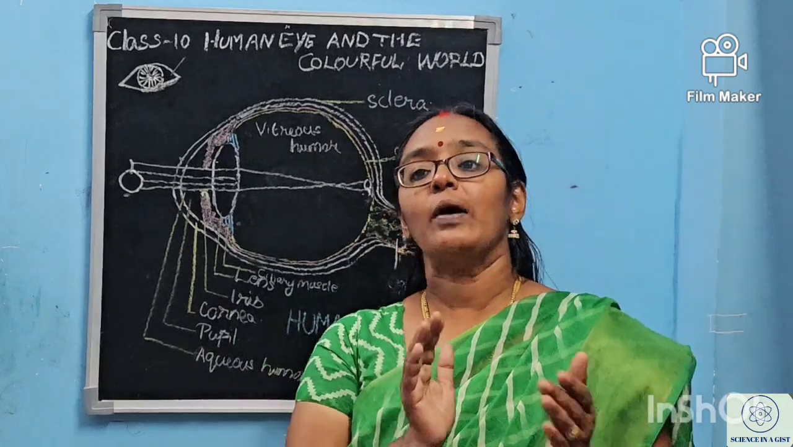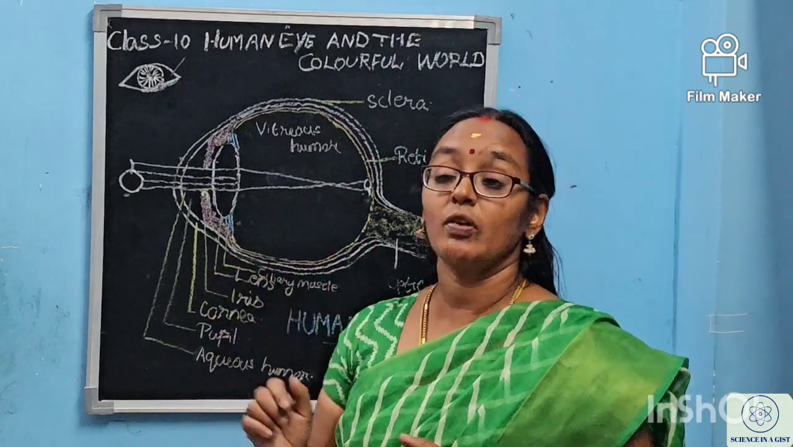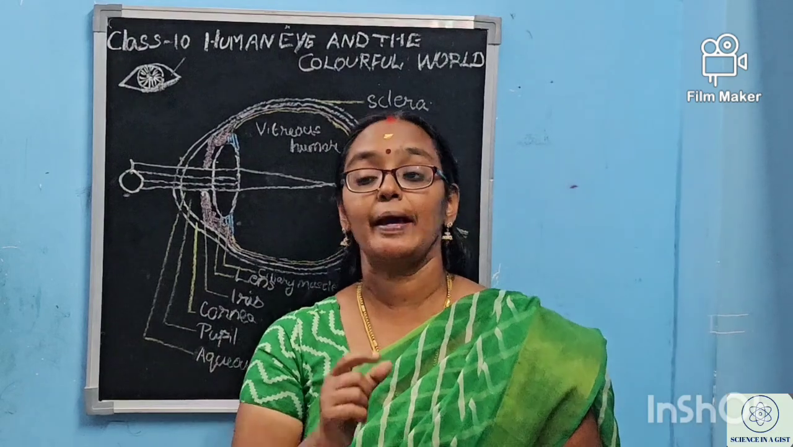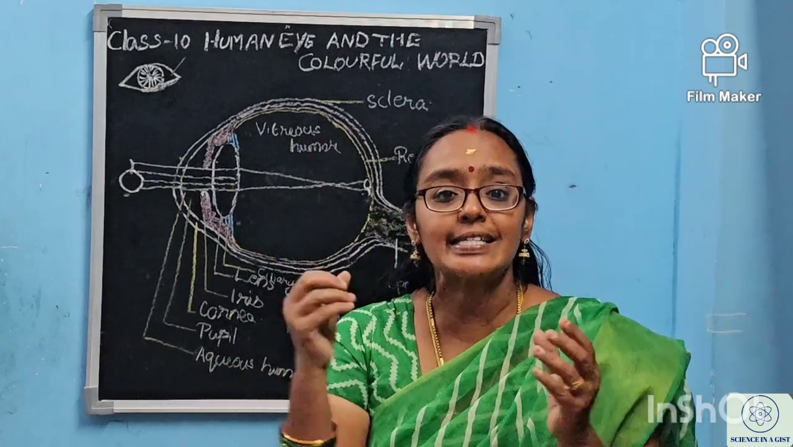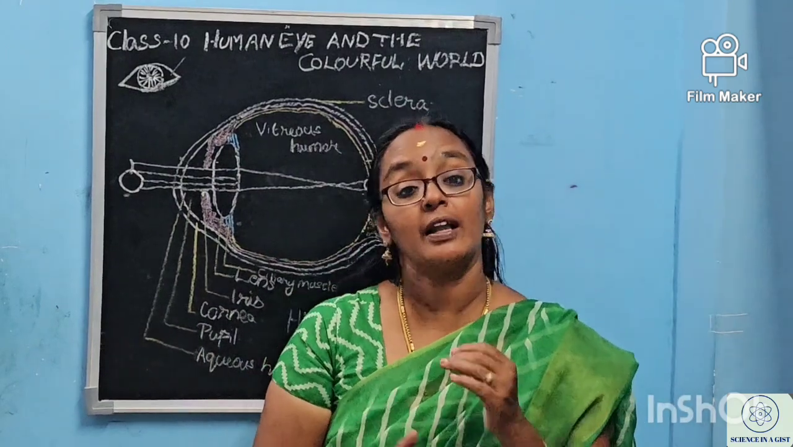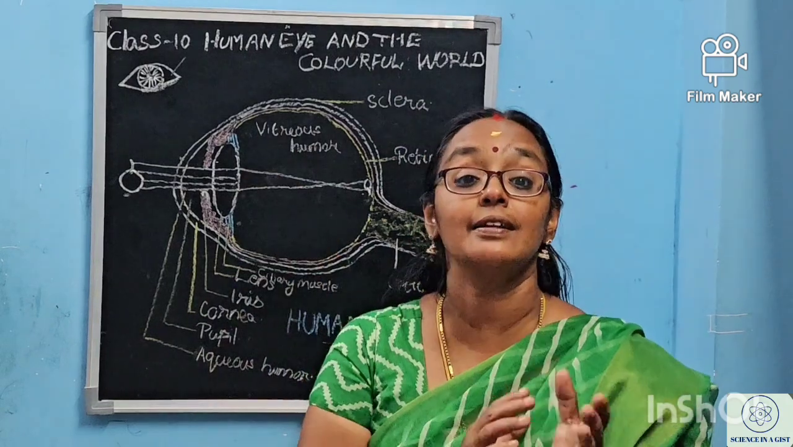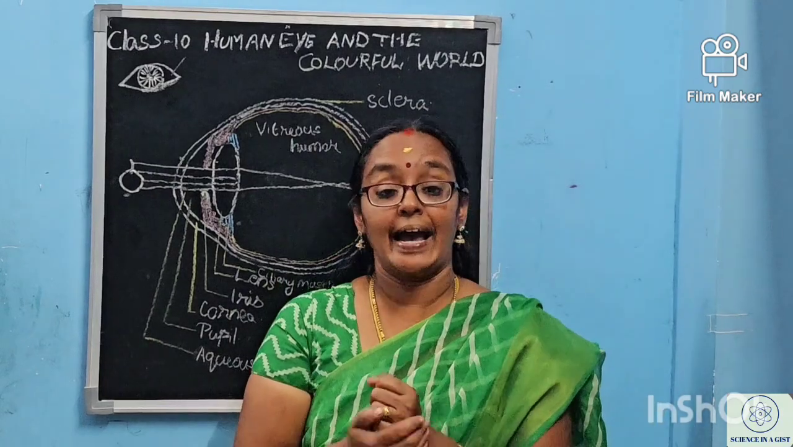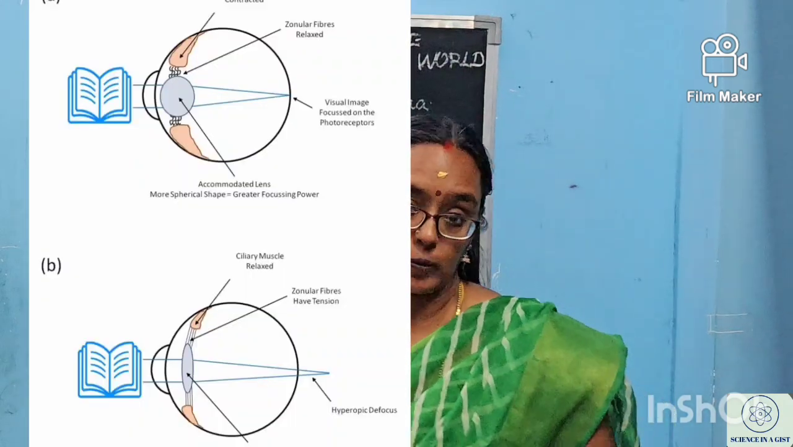We have already learned that with the help of this lens, we will be able to see or focus the things. We will be able to focus the things only with the help of this lens. So this lens can be adjusted. Who is adjusting this lens? This is done by the ciliary muscles. What will the ciliary muscles do? The ciliary muscles contract and relax with respect to the distance of the object.